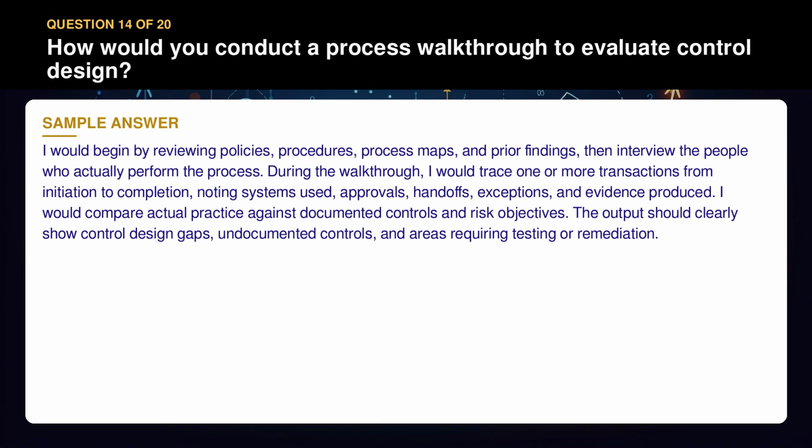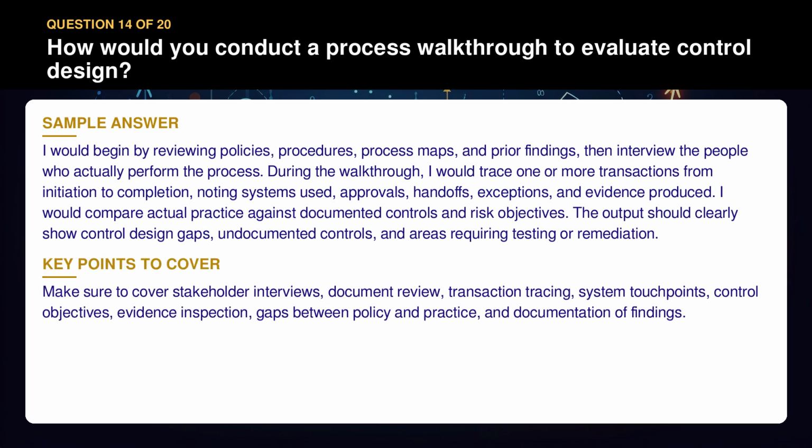The output should clearly show control design gaps, undocumented controls, and areas requiring testing or remediation. Make sure to cover stakeholder interviews, document review, transaction tracing, system touchpoints, control objectives, evidence inspection, gaps between policy and practice, and documentation of findings.